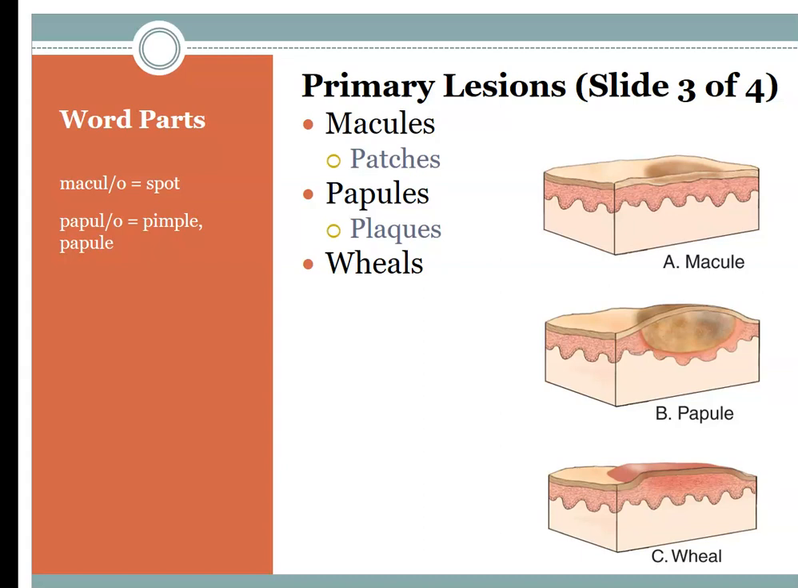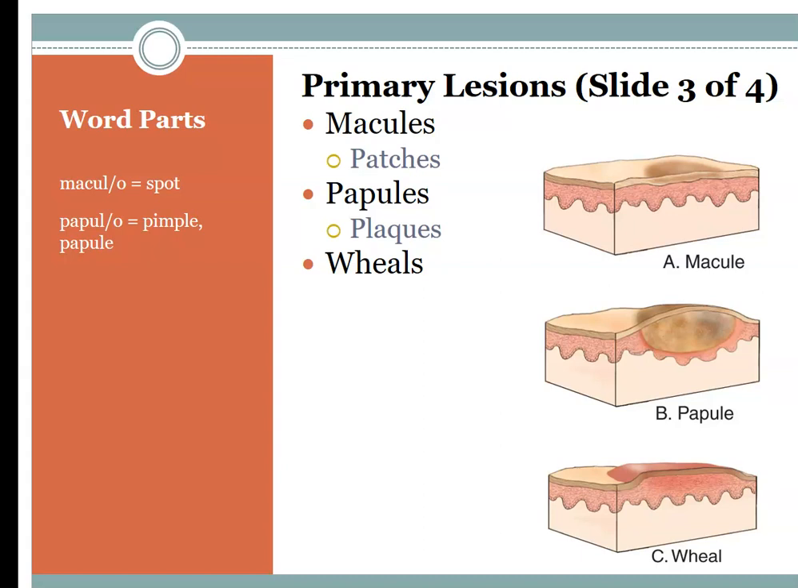A papule is a raised solid skin lesion that is less than 1 centimeter. A pimple could be an example. A plaque is a raised plateau-like papule larger than 1 centimeter. Psoriatic plaques or seborrheic keratosis are some examples.